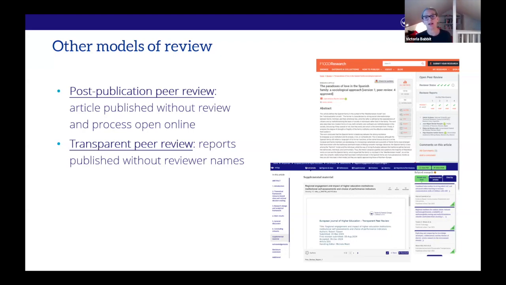You can see some examples of open peer review in our F1000 platform. It's a really great place to see the peer review process live. And I'll share a link to that platform at the end of the presentation. The European Journal of Higher Education has introduced transparent peer review, and I'll show some examples of that later in the presentation. And I should note here, we will be sharing all of these slides with you, so you'll have those links later on.